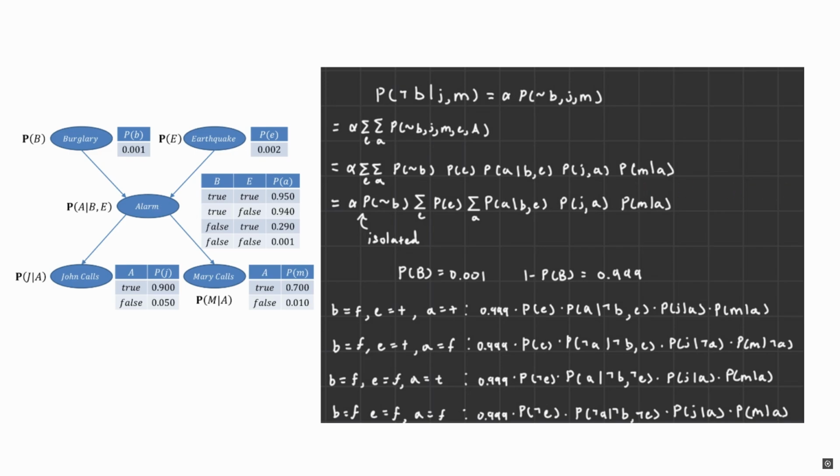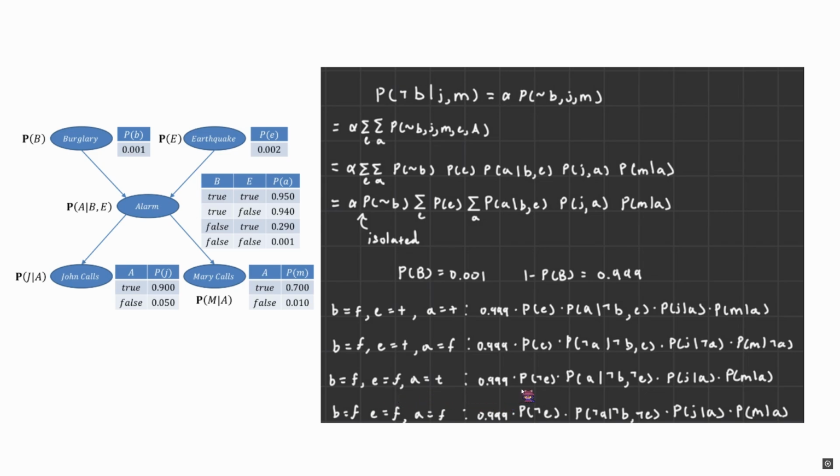Now, one thing we can do here is isolate the probability of a burglary not occurring since it does not depend on earthquake or alarm. And now you have to find the sum of the probabilities of all possible values of earthquake and alarm. To do this, we simply find the probability of each world. Since we are looking for the probability that burglary did not occur, burglary will always be false. For example, in our third world, burglary is false, earthquake is false, and alarm is true.